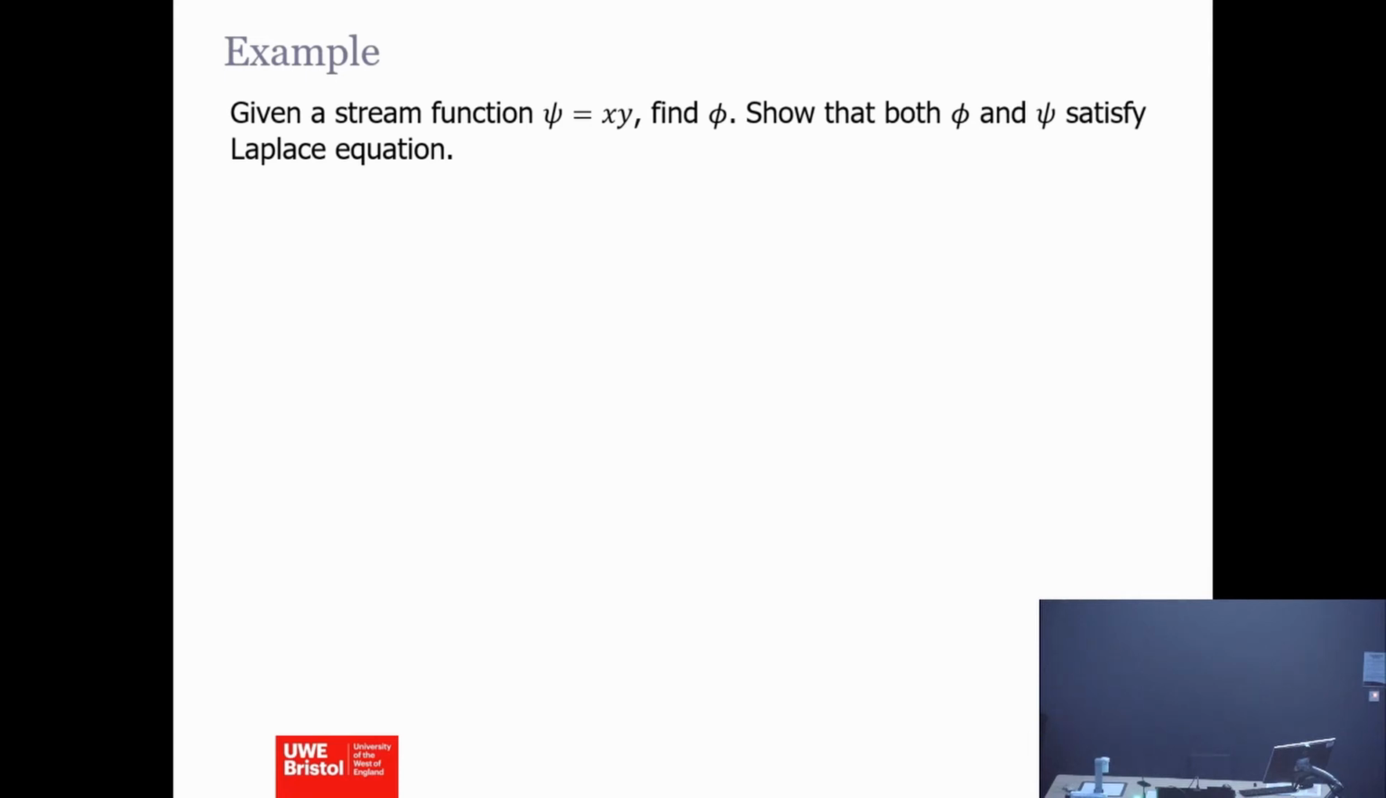Now the given is that we know the stream function. So you start by saying, okay, first of all, we know that the partial derivative of psi with respect to x is y, just from here, and the partial derivative of psi with respect to y is x.